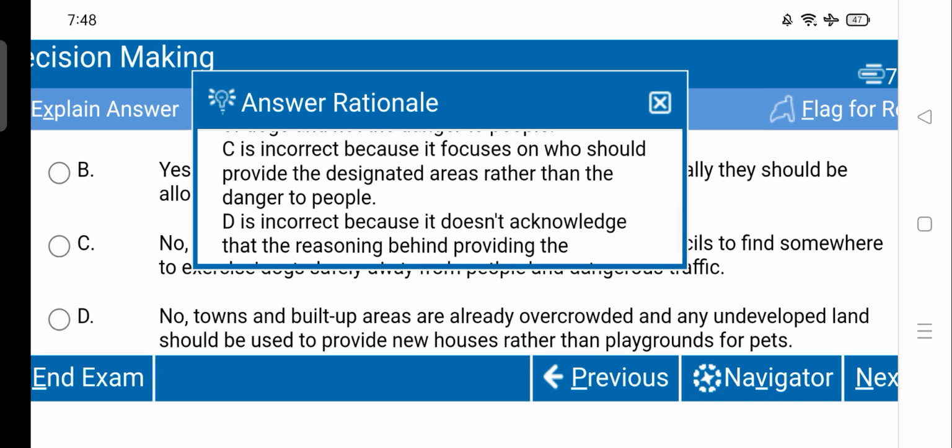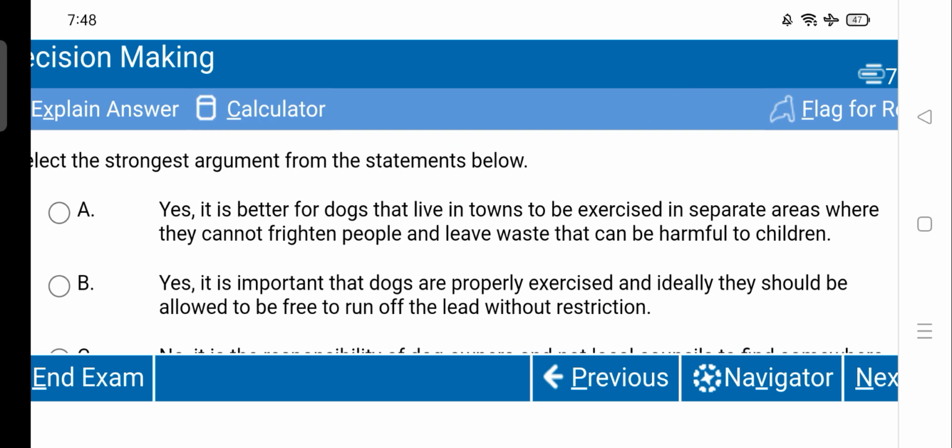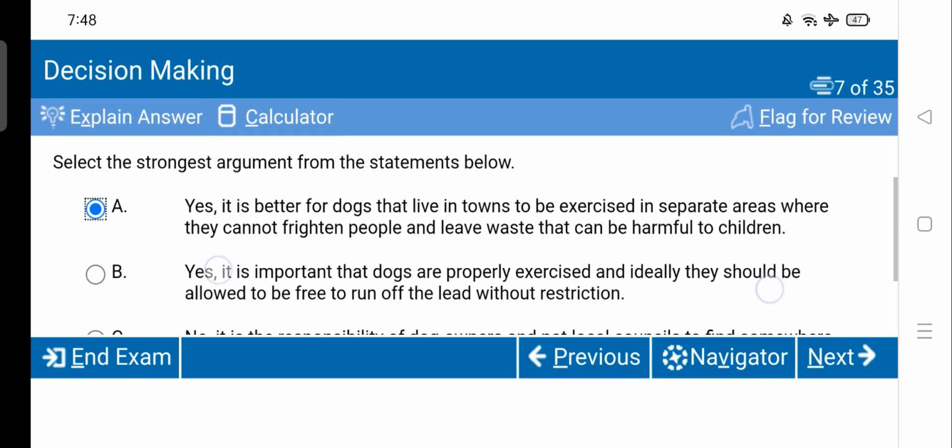So these are the reasons that these options are incorrect, and the correct option is option A. That is, yes, it is better for dogs that live in towns to be exercised in separate areas where they cannot frighten people and leave waste that can be harmful to children.